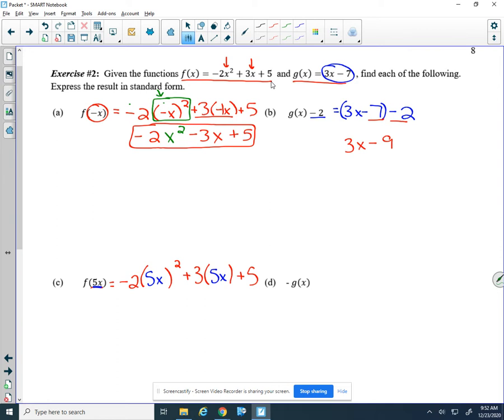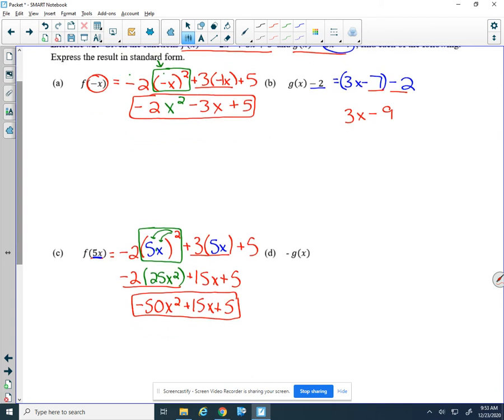Remember, when we had to do this first, I need to simplify this first. Now this squared gets distributed over the multiplication. Another way I can think of it is 5x times 5x is 25x squared. So this negative 2 comes down. Here this is going to be a 15x. And then if we multiply this together, negative 2 times 25 is negative 50x squared plus 15x plus 5. So that is my answer for this one.